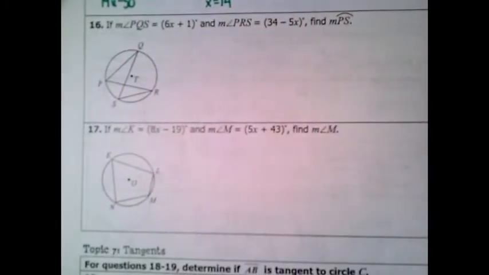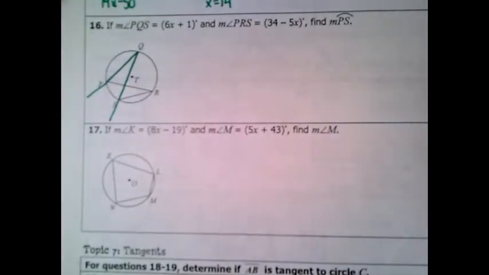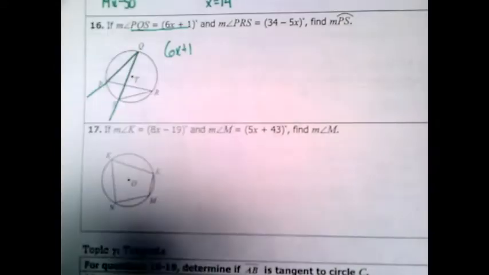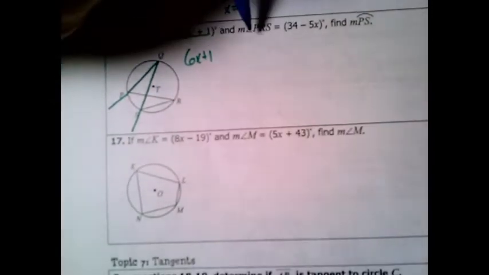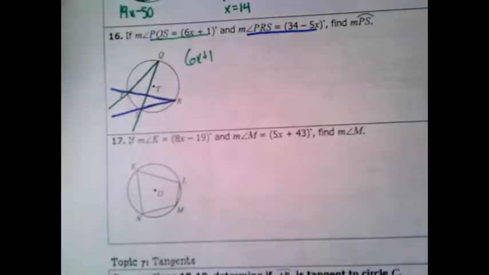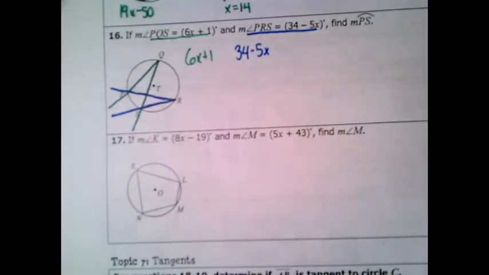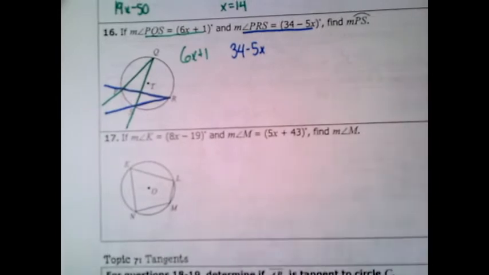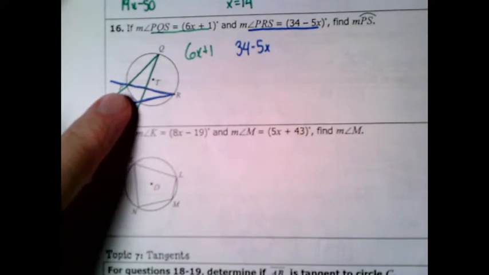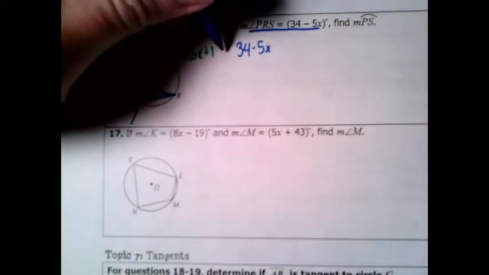So they give me PQS, and then they give me, which is right here, 6x plus 1. And then they give me PRS. PRS is 34 minus 5x. So these two angles share the same arc. And when they share the same arc, they are equal to each other. So they share this little arc right here. So I'm going to set those equal.